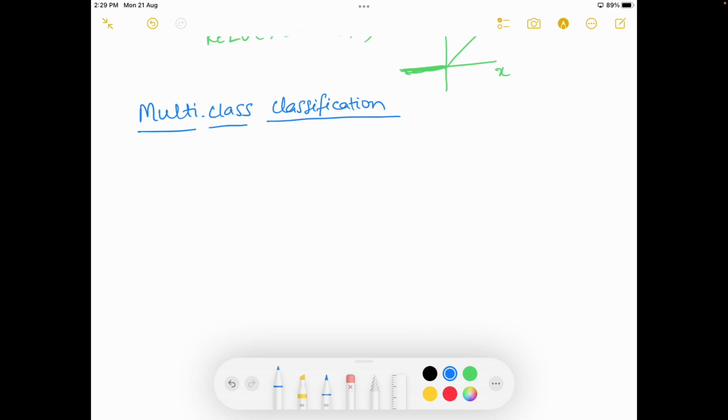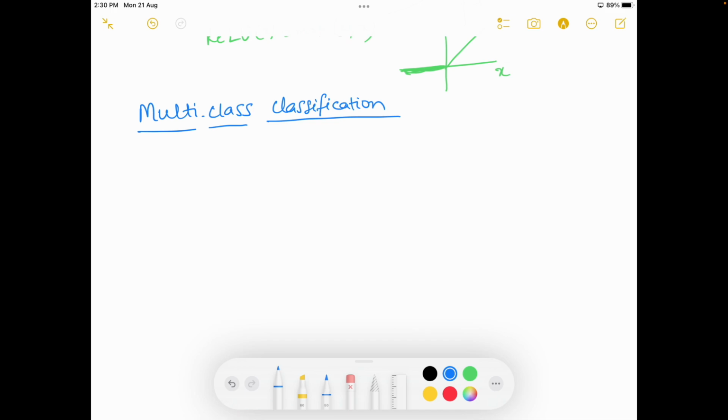For example, if I ask you, okay, rose is there. Does it have a red color? Yes or no? Or does it have leaves or not? Yes or no? Does it have, what else can it have? Is it an English rose or Indian rose? Again, 2 options are there. Like that, it can have multiple labels.